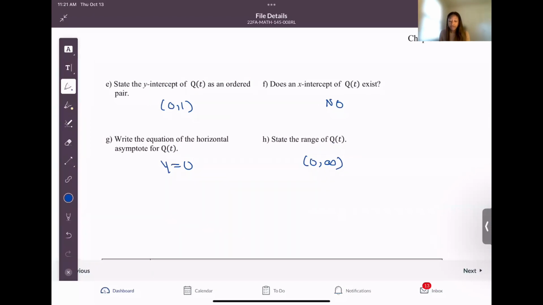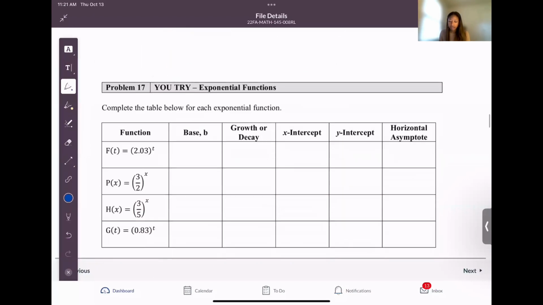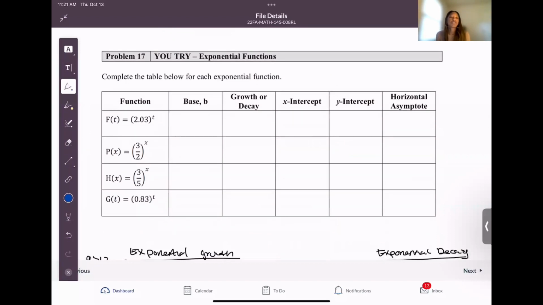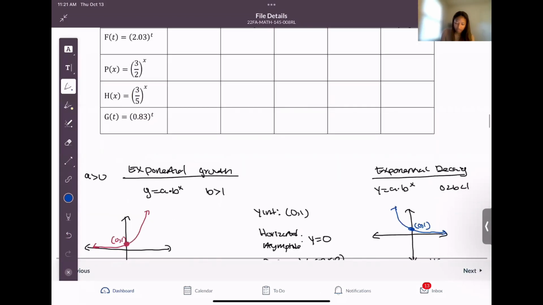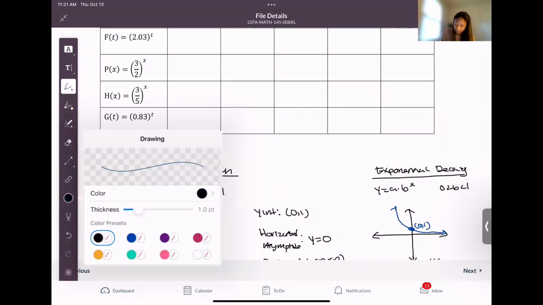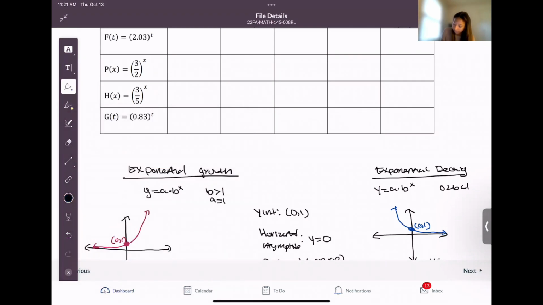All right, very last thing here. We want to take some exponential functions, identify the base, state whether it's a growth or decay factor, and find the x-intercepts, the y-intercepts, and the horizontal asymptotes. For all of these, our a term is 1. Well, I should actually fix that. For these, the way that I drew this down here, a equals 1. So I'll add that here, a equals 1.